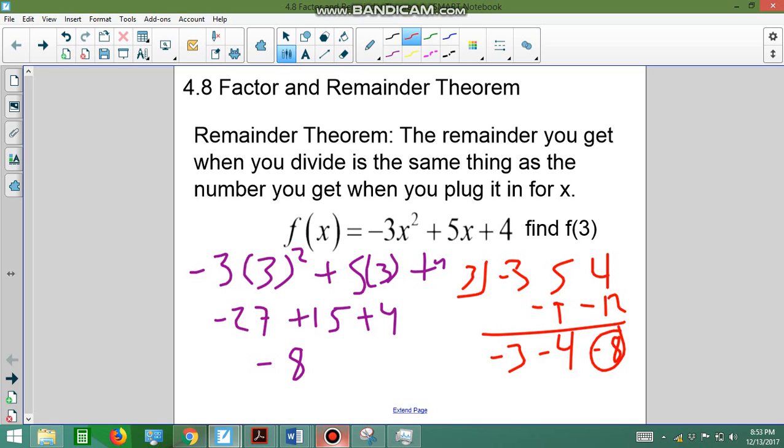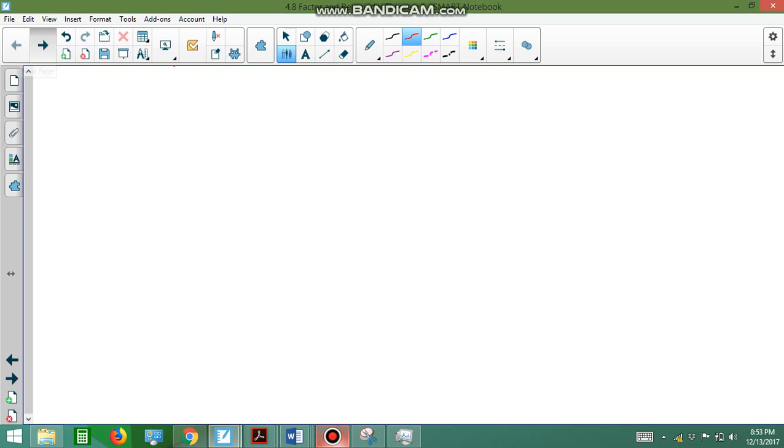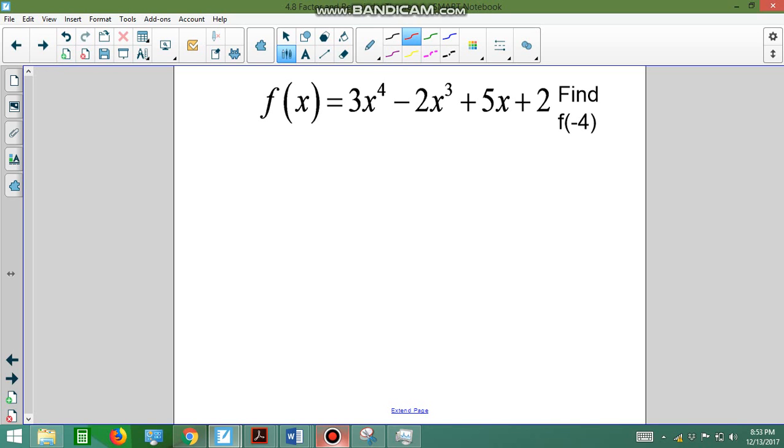Okay, so either way we do it, we get the same answer. So let's go ahead and try another problem. Alright, so this time it wants us to find f of negative 4, so we put negative 4 in our box. Now we're going to put 3, negative 2, and notice how there's no x squared, it just goes from x cubed to x. We got to put in a 0 there, and then 5, and then 2.